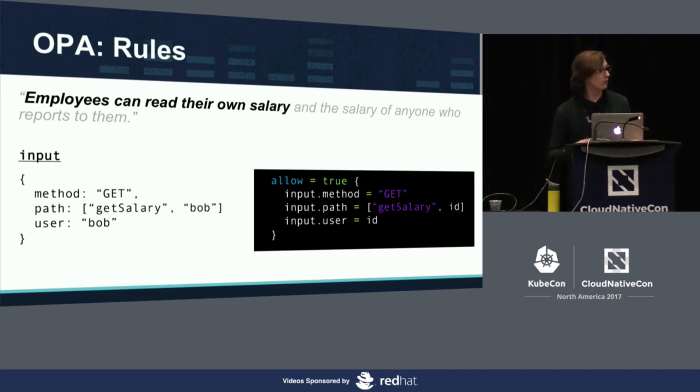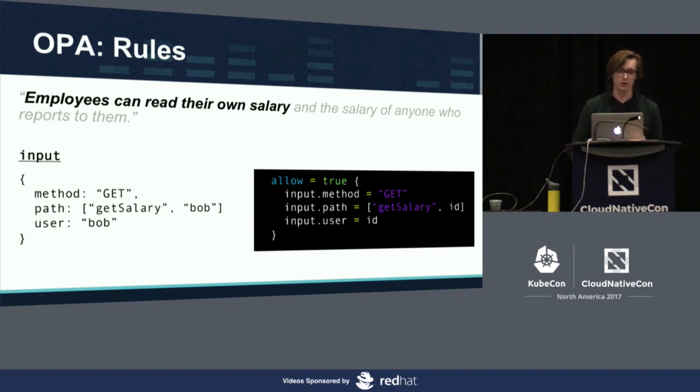And so what we're going to do is create a rule called allow, and that rule is going to allow requests if the employee is trying to read their own salary. Now, in order to make that decision of whether or not to allow the request, we're going to need some data to make the decision over. And so the service is going to provide some input, and you can see an example of that on the left. So it provides the method and the path, and then the authenticated user making the request. And then we're going to have the rule use that data to make a decision.